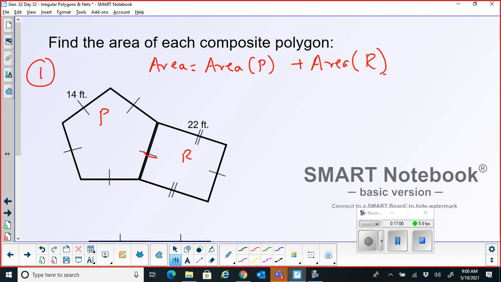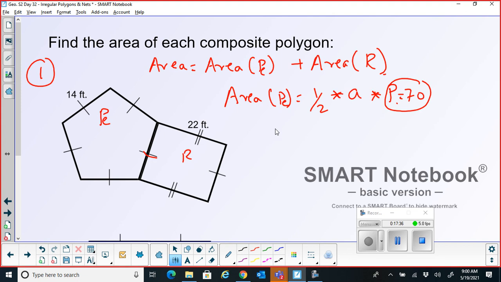To find the area of the pentagon, it's a polygon. We have a formula, half of apothem times perimeter. Perimeter is easy to find because all of the sides are 14, so the perimeter is 14 times 5, which is 70. I have the perimeter, 70, but I don't have the apothem. I need to find the apothem.